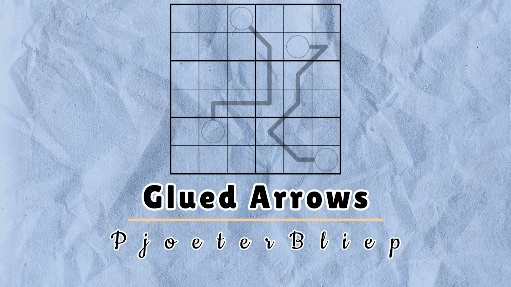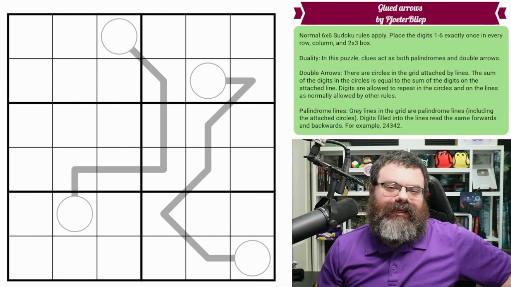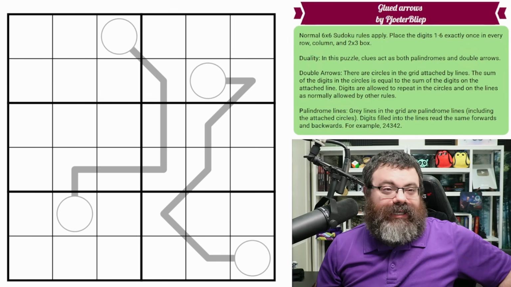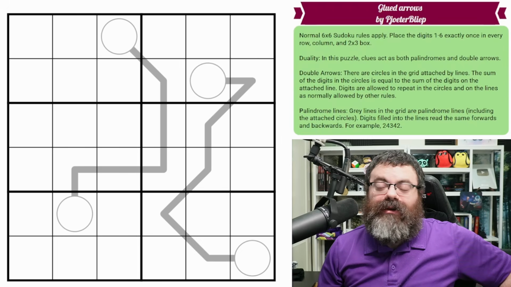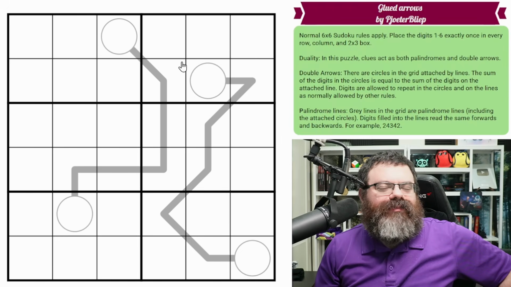Hello, let's continue our Sudoku adventure with Glued Arrows by PjoeterBliep. So this continues our palindrome theme week. I hope you are enjoying it. This is actually the penultimate puzzle of the week. Cool. So let's go over the rules.